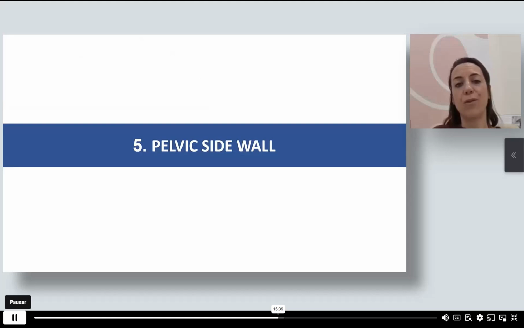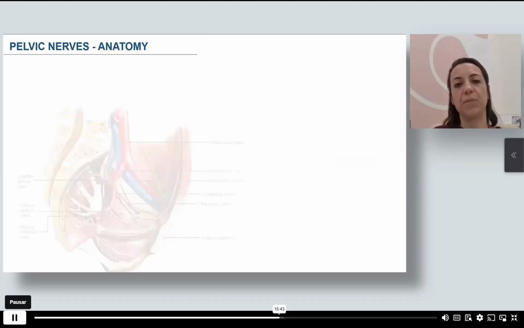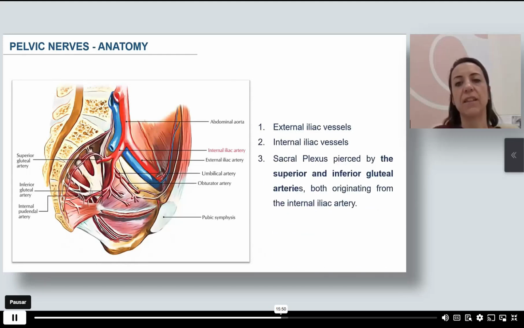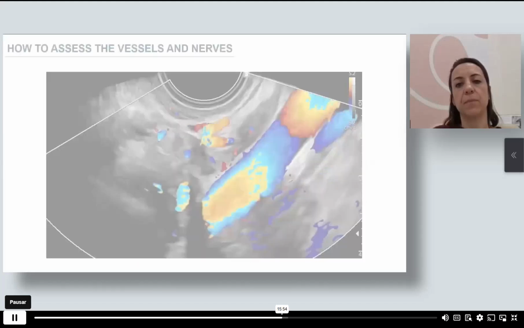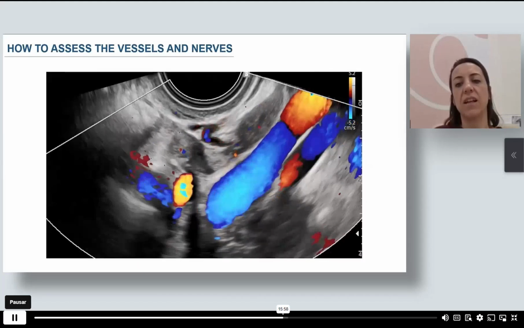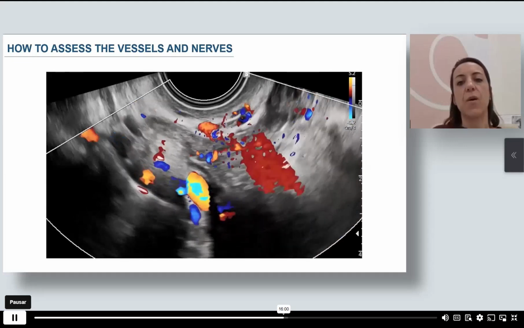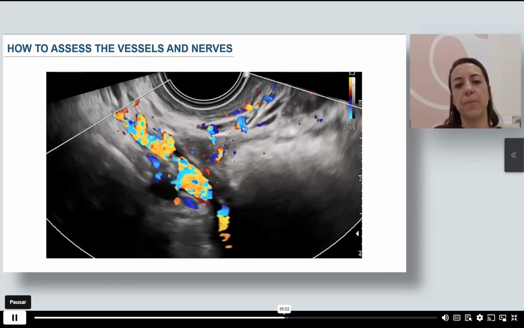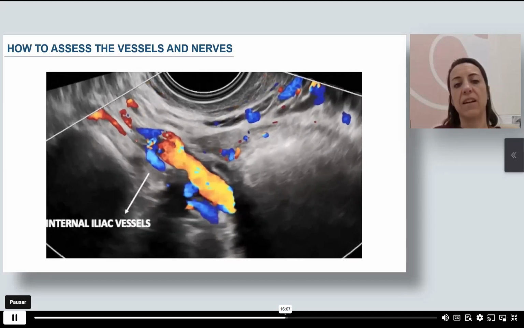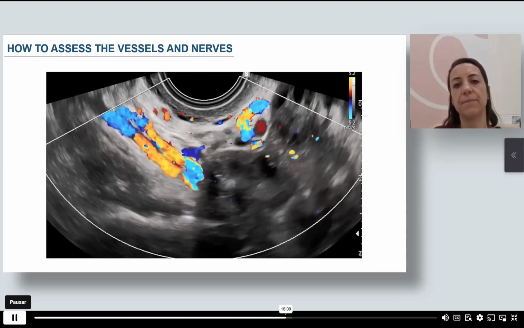Finally, we can also assess the pelvic side wall, in particular the external iliac vessels, internal iliac vessels, and sacral plexus. In this video, we can recognize the external iliac vessels. Then, moving the probe medially, we can recognize the internal iliac vessels.